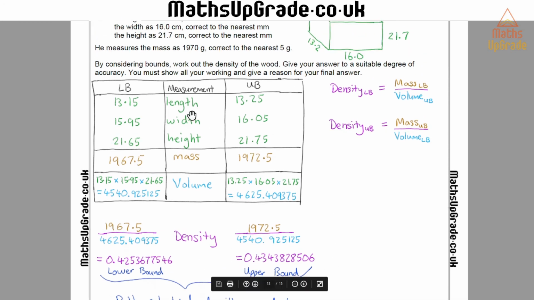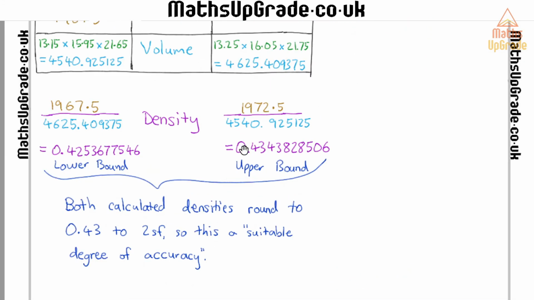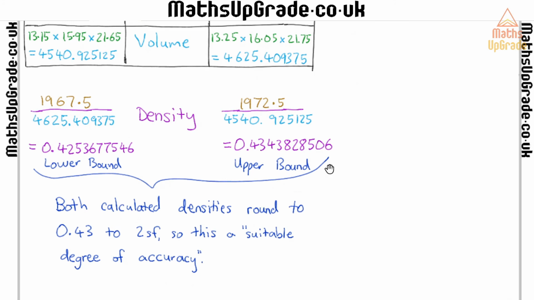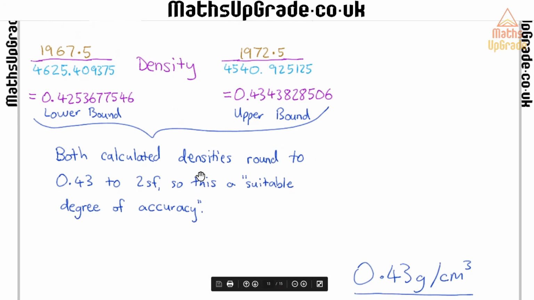Now when it says give a reason for your final answer to a suitable degree of accuracy, it means look at these two answers, and at what point can you say that the answers are the same? Well, the answers will be the same if I round them both to 2 significant figures. If I round them to 3 significant figures, the answers will be different. If I round to 2 significant figures, I'll lose some accuracy, but the answers will be the same. They'll both be 0.43. So that is a suitable degree of accuracy, and that is my reasoning there.